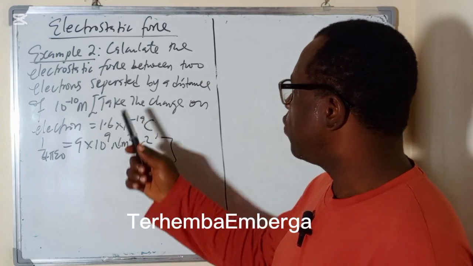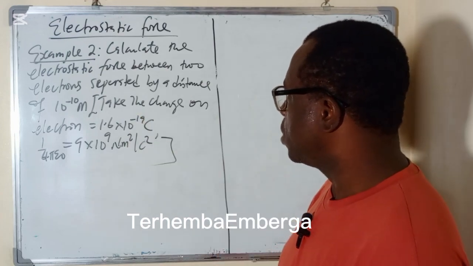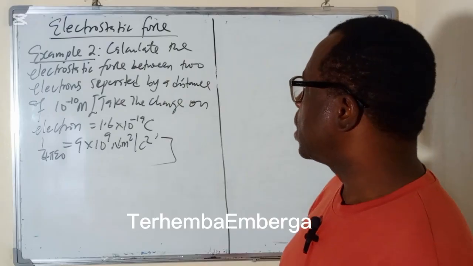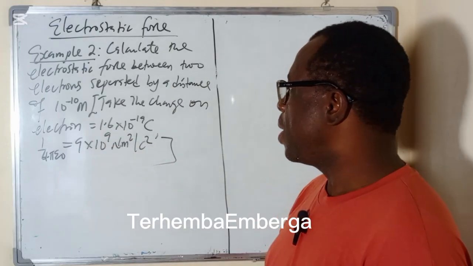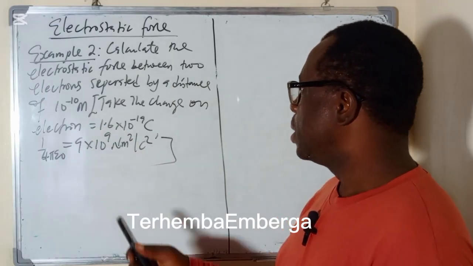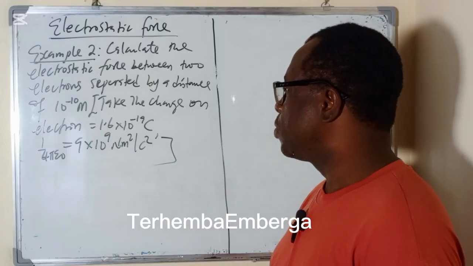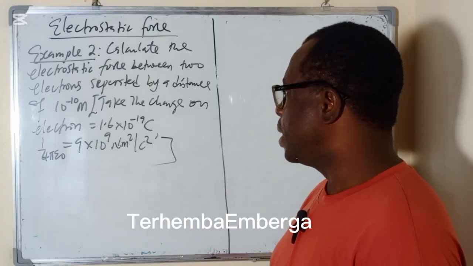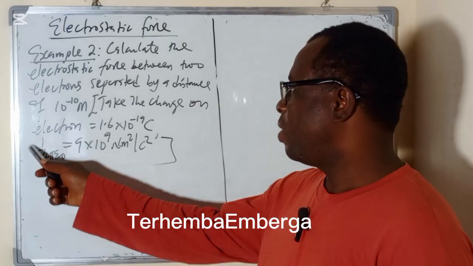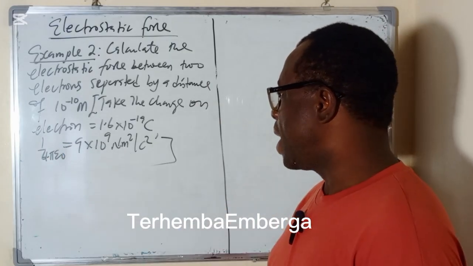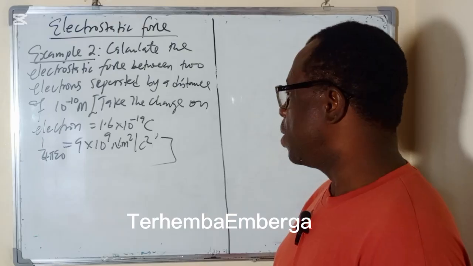Calculate the electrostatic force between two electrons separated by a distance of 10 raised to power minus 10 meters. Take the charge on the electron to be 1.6 times 10 raised to power minus 19 coulombs. The value of k is a constant and is equivalent to 9 times 10 raised to power 9 newton meter square per coulomb square.